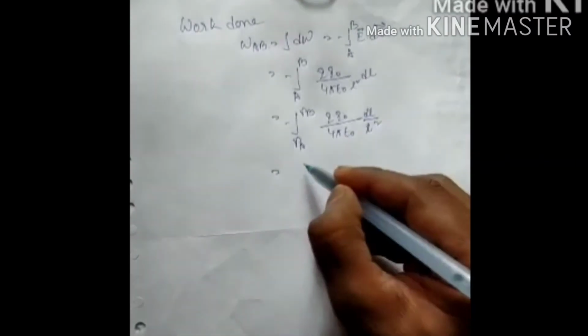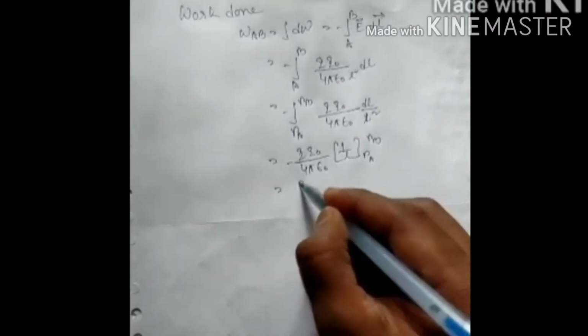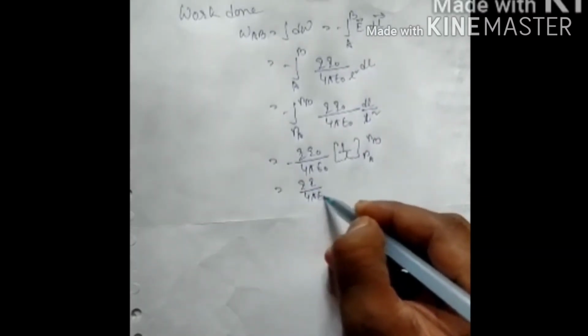That is equal to minus integration from R_A to R_B of Q0 by 4 pi epsilon naught dL by L square, where R_A and R_B are the radial distances. Integrating, we have W_AB is equal to Q0 by 4 pi epsilon naught into 1 by R_A minus 1 by R_B.